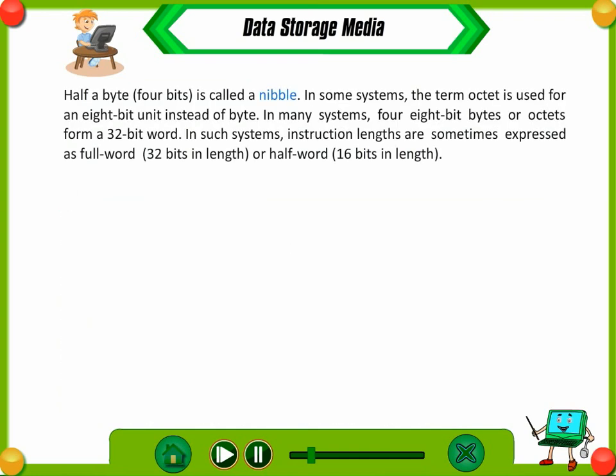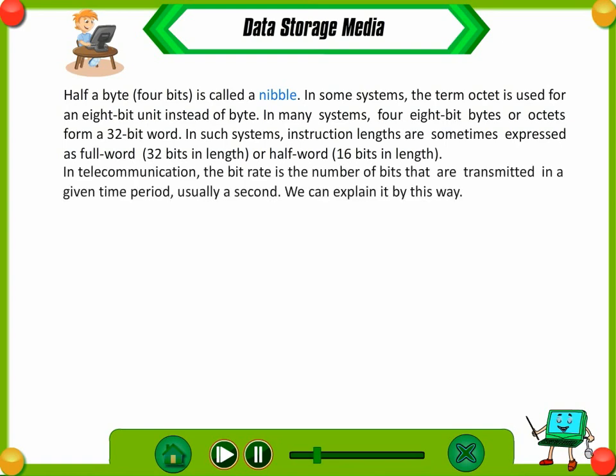Half a byte, or 4 bits, is called a nibble. In some systems, the term octet is used for an 8-bit unit instead of byte. In many systems, 4 8-bit bytes or octets form a 32-bit word. In such systems, instruction lengths are sometimes expressed as full word, 32 bits in length, or half word, 16 bits in length.